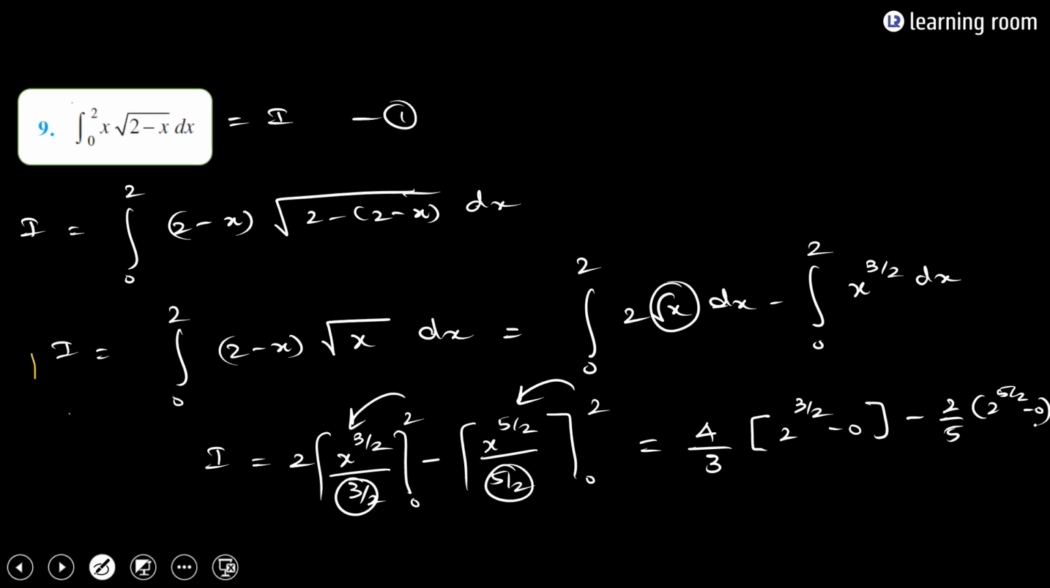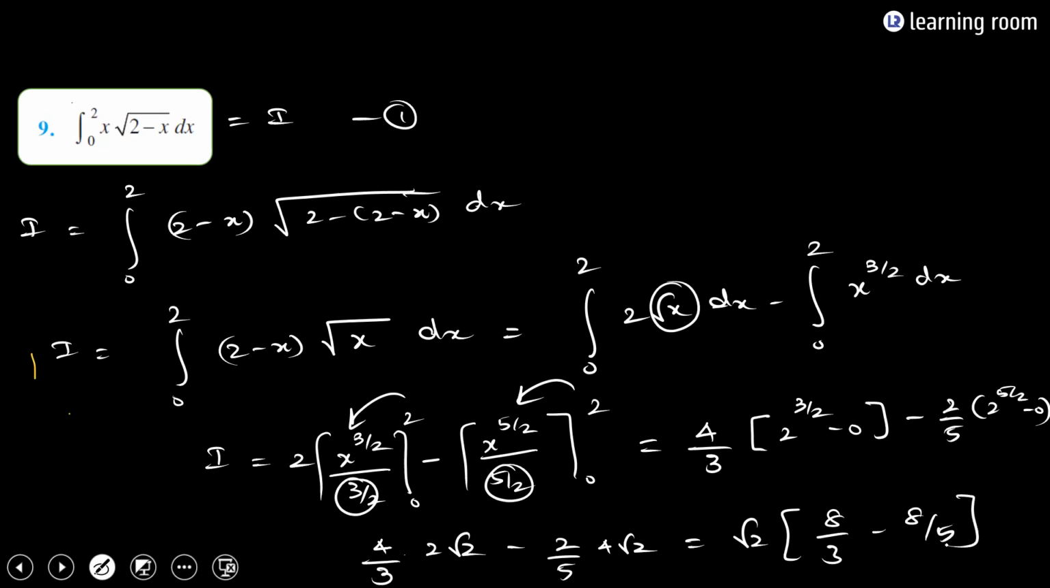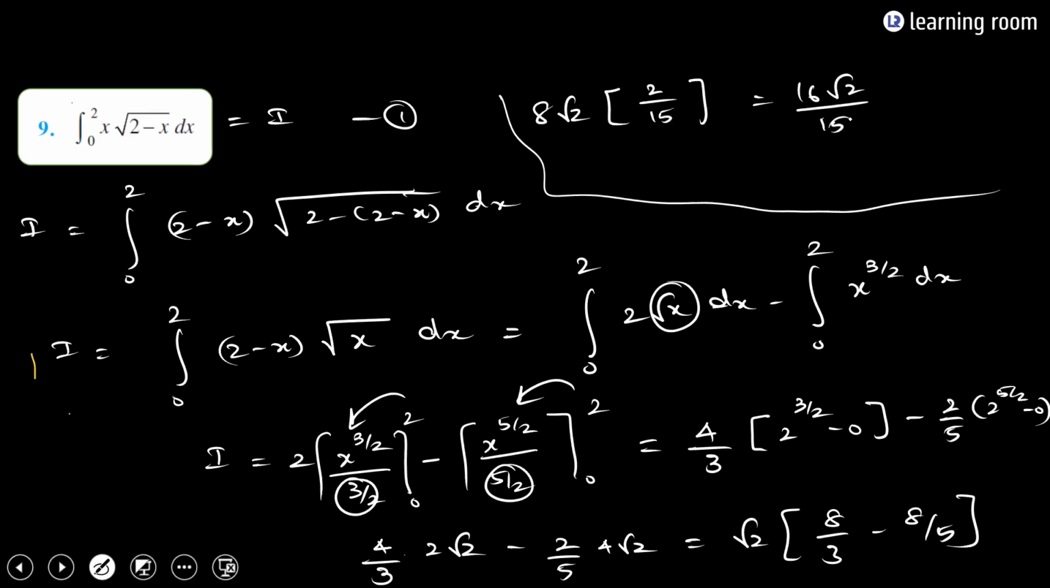Right. So you will have 4 by 3 into 2 root 2 minus 2 by 5 into 4 root 2. If you take root 2 common, you will have 8 by 3 minus 8 by 5. So when you solve this, you will get the required answer. I can take 8 also outside, it will be root 2 into 8 into 2 divided by 15. So 16 root 2 divided by 15 is going to be the answer.